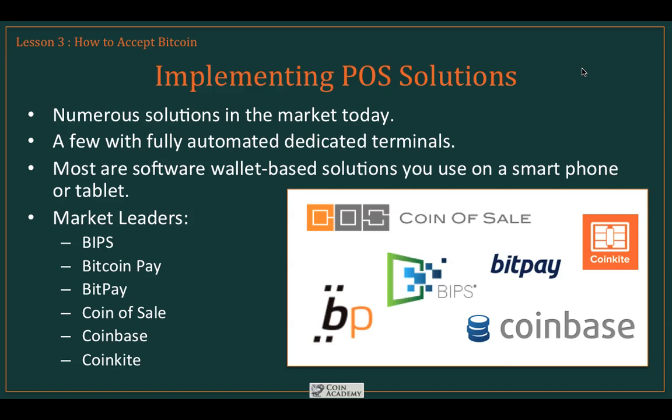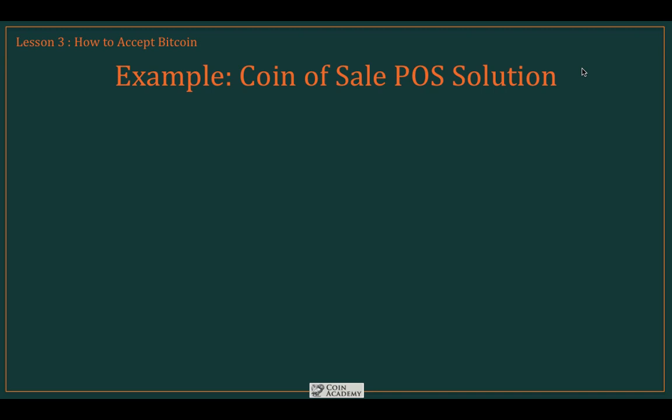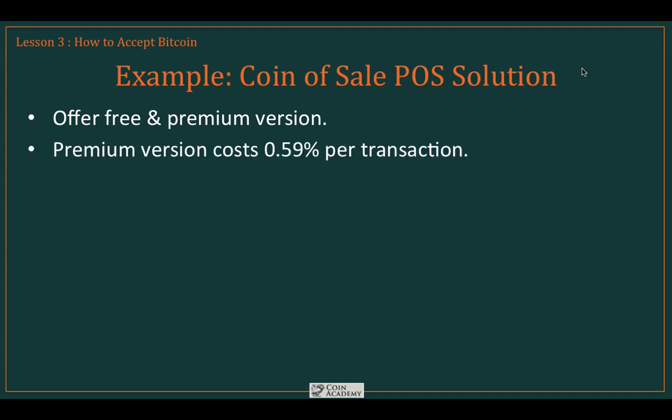Now, we're actually going to take one of these and use it as an example and dive a little more deeply into it, and that's the Coin of Sale system. Now, what does Coin of Sale do? Well, they offer a free version, no charges at all, and a premium version. This is not a system that provides a dedicated terminal. Instead, you use your smartphone or your tablet. The premium version costs 0.59% per transaction. That's it. So as you can see, compared to a credit card system or even PayPal, this is tremendously advantageous.